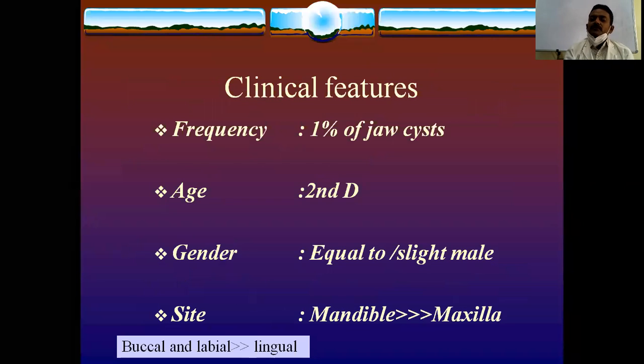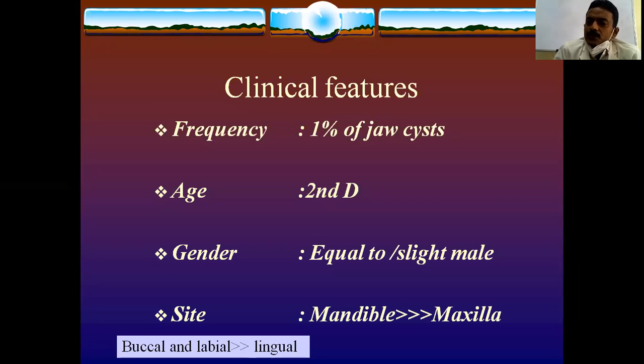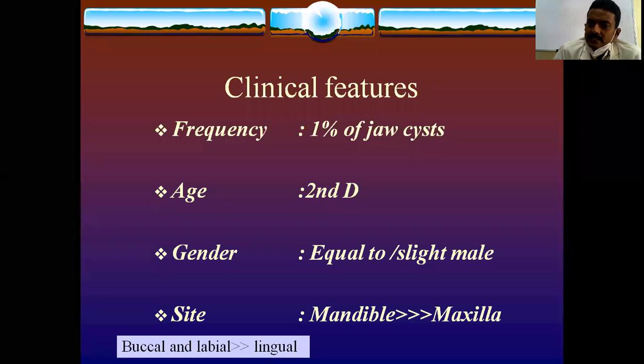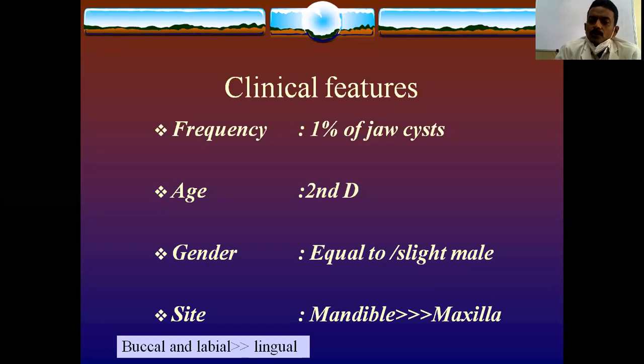Clinical features. The frequency of occurrence of this jaw cyst is less than 1%. Age: most commonly it occurs in the second decade of life. Mostly below 30 years of age we observe this cyst. Gender predilection: it is equal in both males and females, with a slight predilection towards males. Site: in the oral cavity, maxilla and mandible. Mandible is more commonly affected compared with the maxilla.